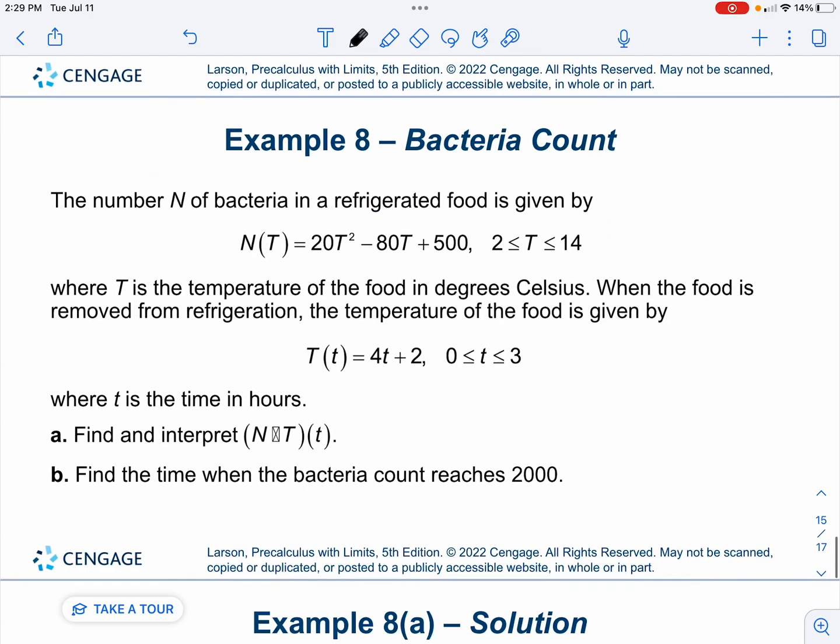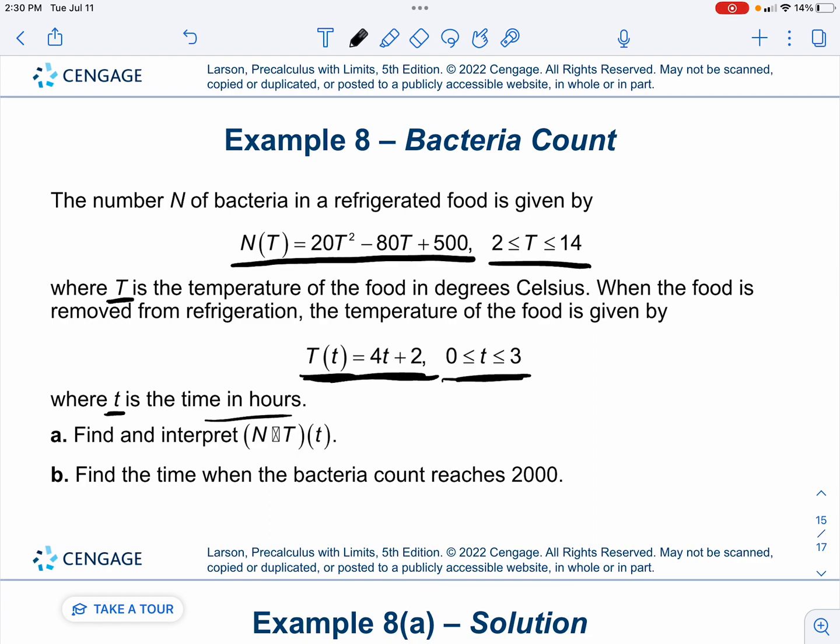All right, the application is about bacteria. It says the number N of bacteria in a refrigerated food is given by this. So N of T equals 20T squared minus 80T plus 500. And it says T can be as low as 2 and as high as 14. T is the temperature of the food in degrees Celsius. When the food is removed from the refrigerator, capital T function is here. T is the temperature of the food in degrees Celsius, and how you figure out the temperature of the food is this function, and that can be between 0 and 3, where little t is time in hours.